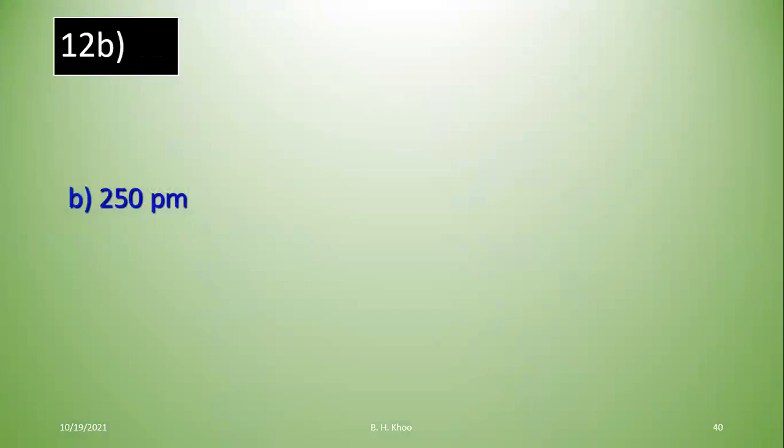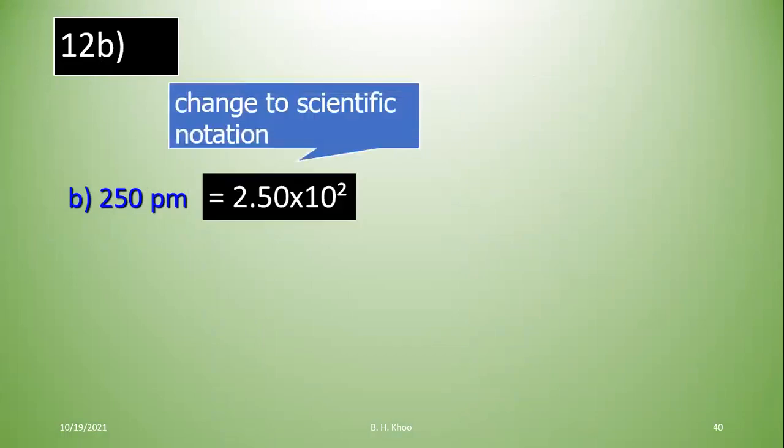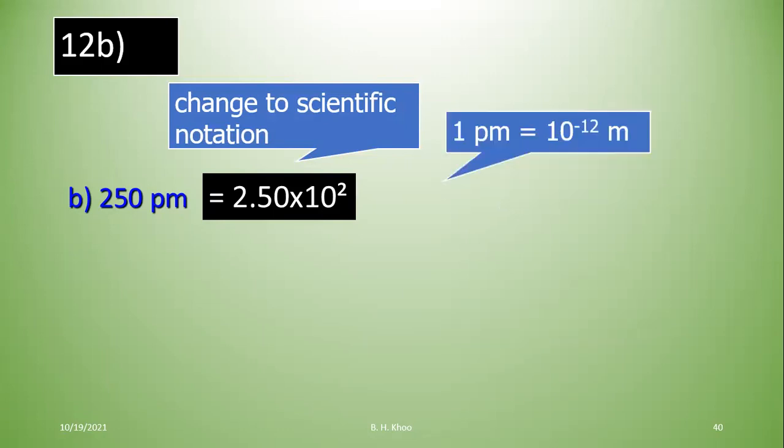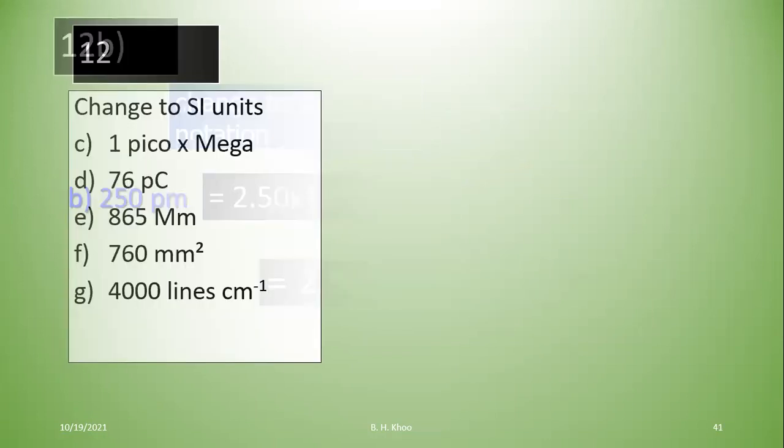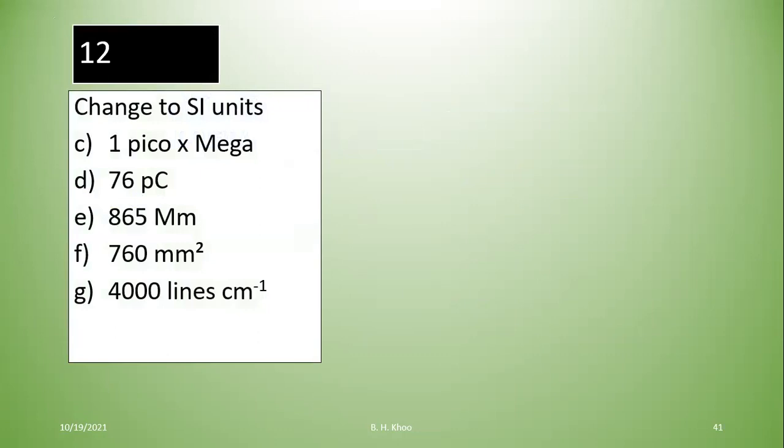Right? And you need to be able to convert it to meter. Change to scientific notation: 2.5 times 10 to the power 2. And pico. But consult your table or remember it. 1 picometer is 10 to the power minus 12 meter. Put it there. And simplify. Minus 12 plus 2 is minus 10. That's your answer. Right? You can try all that yourself.